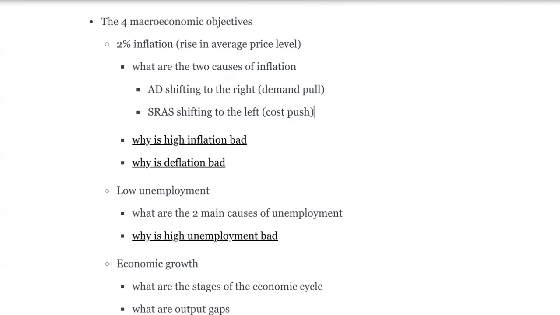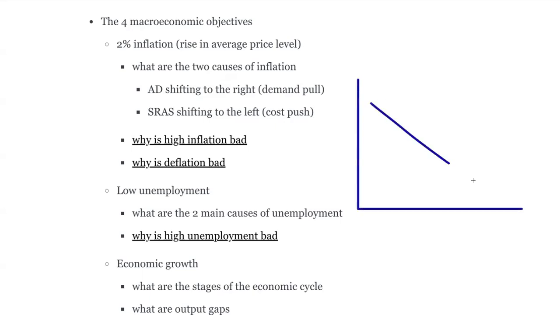Okay. So in macro, we have AD, and we can usually just draw SRAS. And then if AD shifts to the right, there would be an increase in the price level.